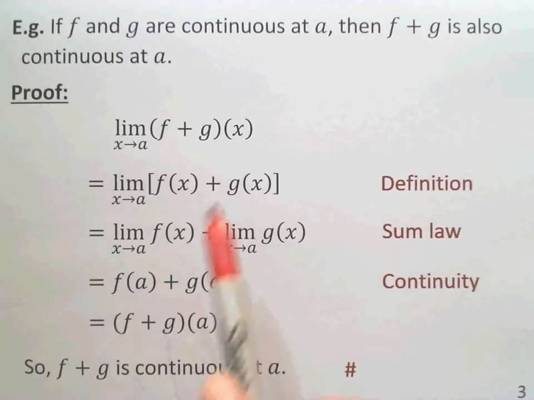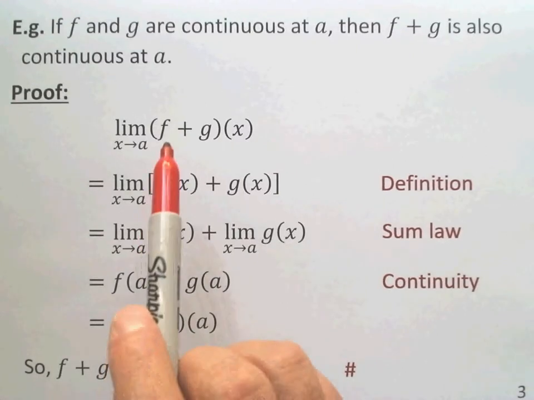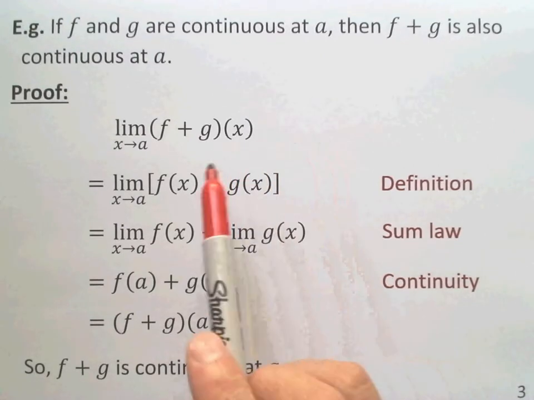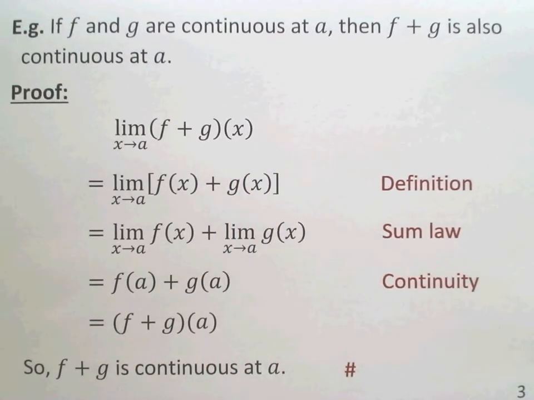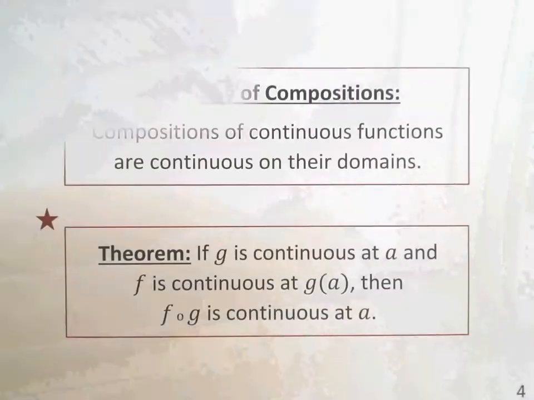And from the beginning to the end, we can see that the limit exists, and also the limit equals the value of the function at a. Therefore, f plus g is continuous. So for this question we don't need to use the epsilon-delta definition. For all the other combinations, it is similar. You can try to prove them by yourself.